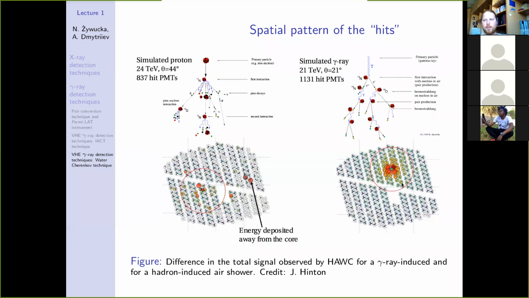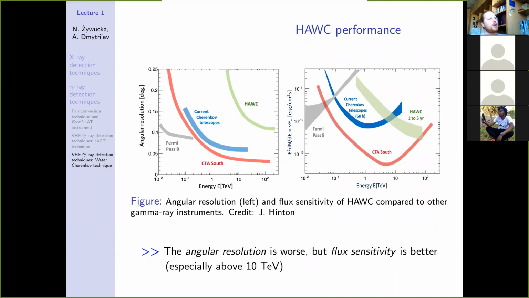So it will be a means to reconstruct this initial direction, but I have to already say that it is much less accurate than for IACT. So the arrival direction reconstruction is poorer than in the case of Cherenkov telescopes. So let's consider the performance of HAWC.